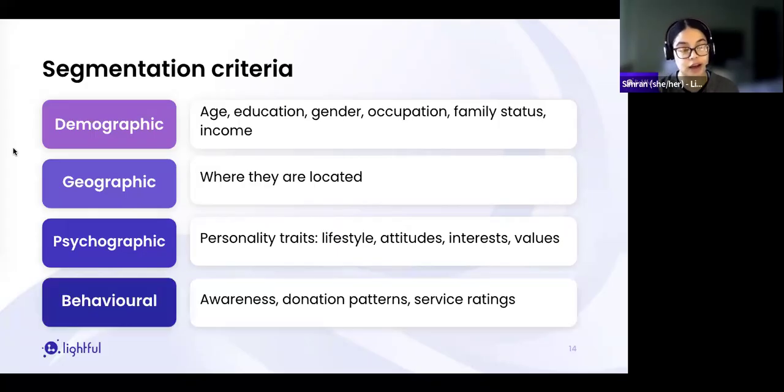And then finally, you have behavioral. Now, this is based on consumers' previous behaviors with your organization. And some of the main traits within the segmentation type include product or service knowledge, purchase patterns, awareness of your organization, and also service rating.